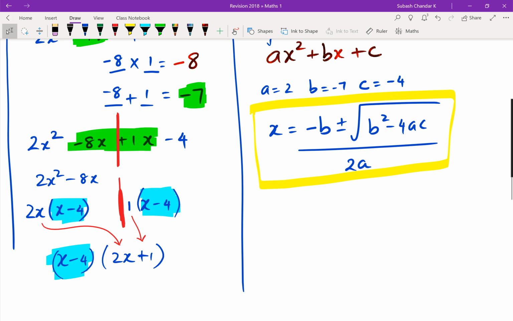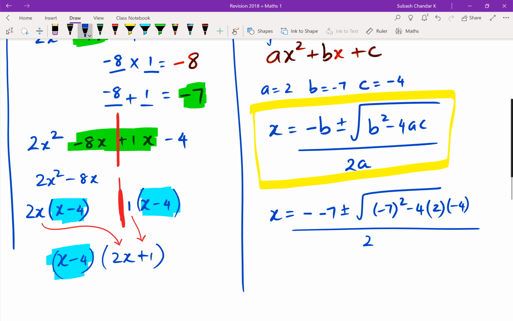Because look what you can do. Because you've got b equals minus 7, so negative b is equal to negative negative 7, plus or minus negative 7 squared minus 4, a is 2, c is minus 4, and the whole thing is divided by 2 times 2. All I'm doing is just replacing the letters with the numbers. That's all I'm doing. And believe it or not, guys, you are not using calculators, so your answers should be nice numbers. If you don't get nice numbers, then you've done something wrong.